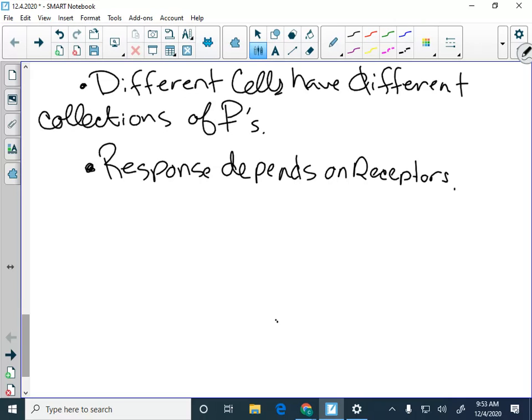Let's see. What example can I give here? Caffeine, right? I drank this giant thing of tea this morning, almost all of it. The way my heart cells react to that caffeine is going to be different than the way my brain cells react to that caffeine, right?